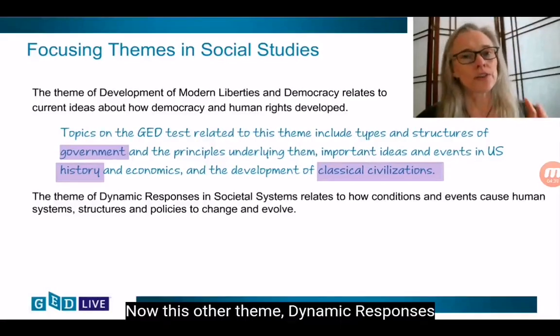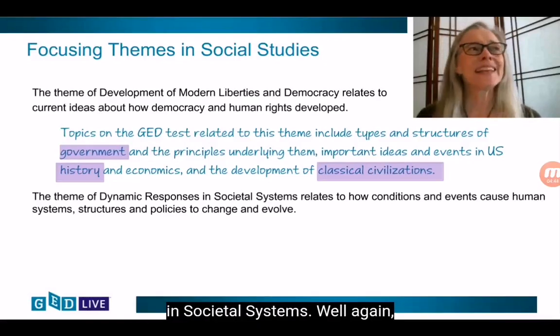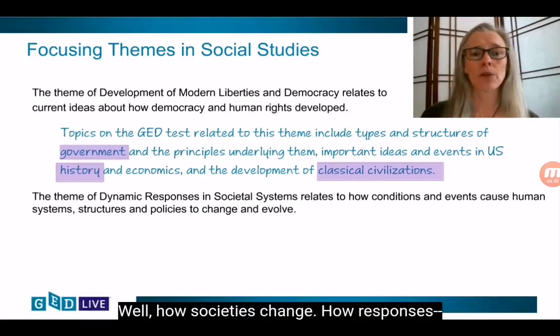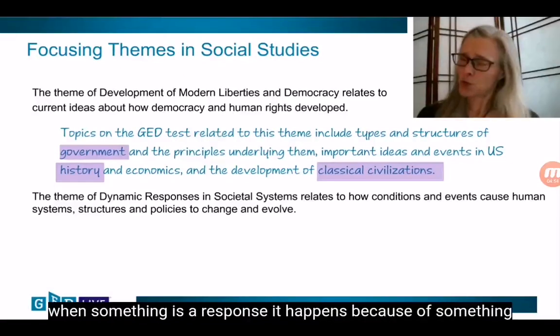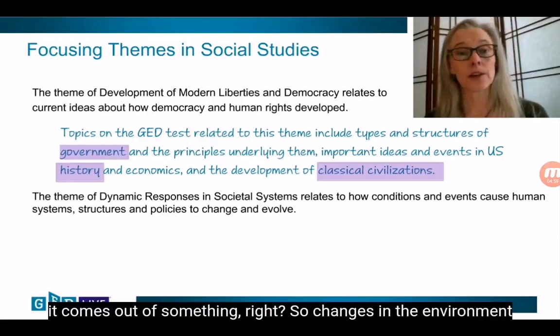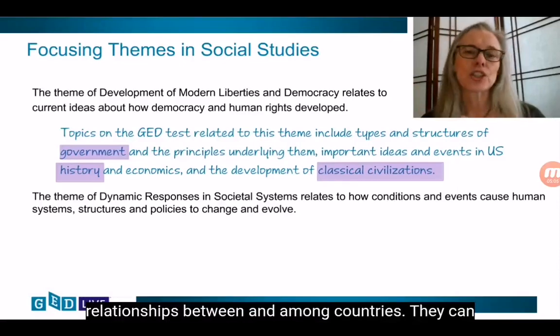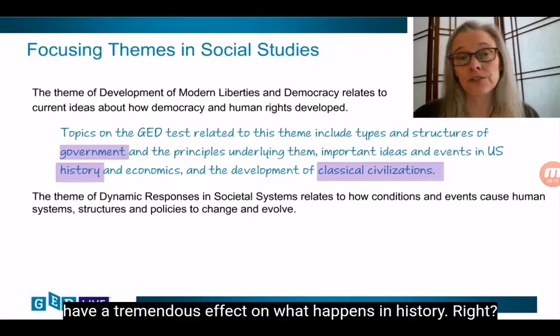Now, this other theme, dynamic responses in societal systems, well, again, it sounds a little fancy, but dynamic responses. Okay, well, how societies change, right? When something is a response, it happens because of something. It comes out of something, right? So changes in the environment, changes in relationships between and among countries, they can have a tremendous effect on what happens in history, right?